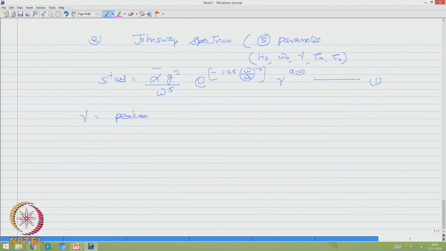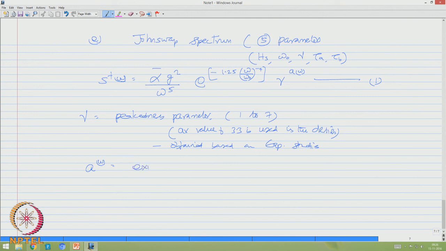Nu is called the peakedness parameter, which varies from 1 to 7. Usually an average value of about 3.3 is used in the design. This is essentially obtained based on experimental studies. A omega is given by exponential minus omega 0 square by 2 sigma square omega 0 square.